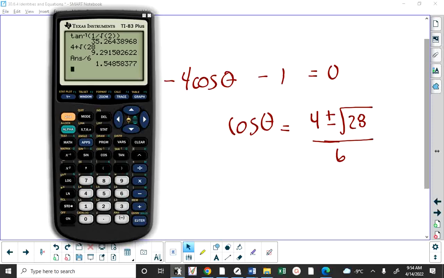I'm hoping that if we go 4 minus root 28, I thought about these numbers before I put them in, good, and then divide by 6, we get that. So then you would be solving cos theta equals negative 0.215. You'd find a reference angle. You would look in quadrants 2 and 3 because cosine is negative there. So you could potentially see that in Math 31.